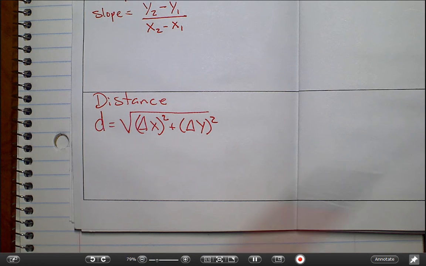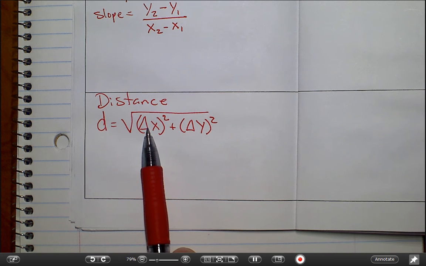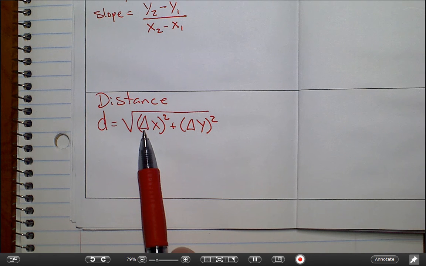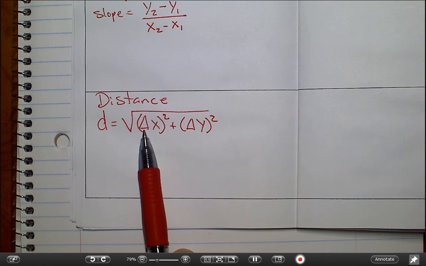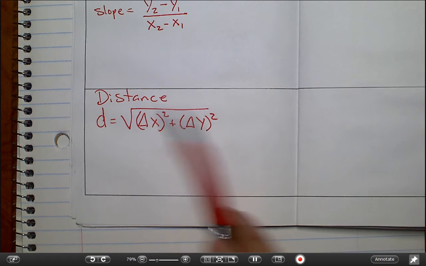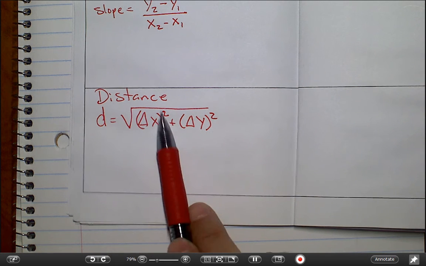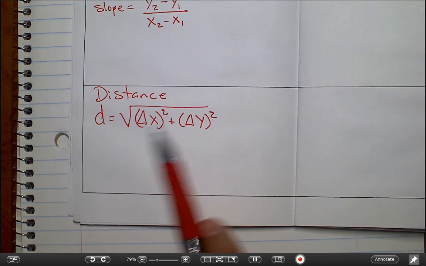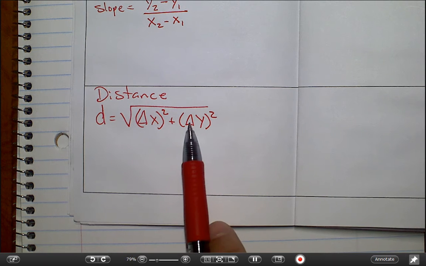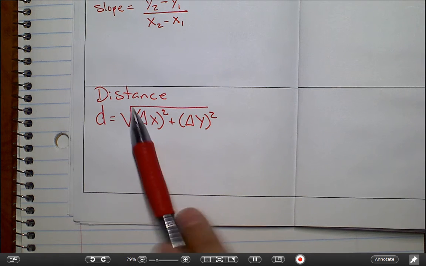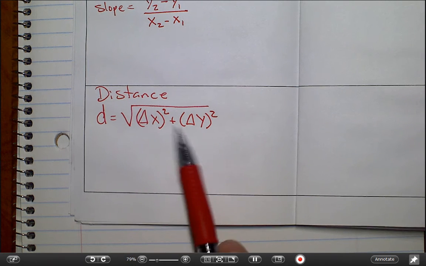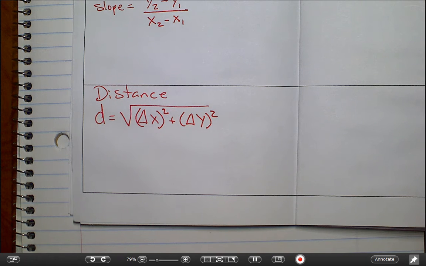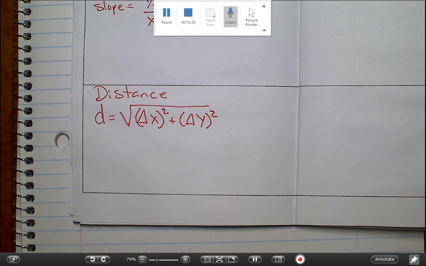So that is a triangle. The symbol for this is delta. Delta. So this is the square root of delta x squared plus delta y squared. Now mathematically, the term delta means how far they are apart. So I'll give you guys a second for that.